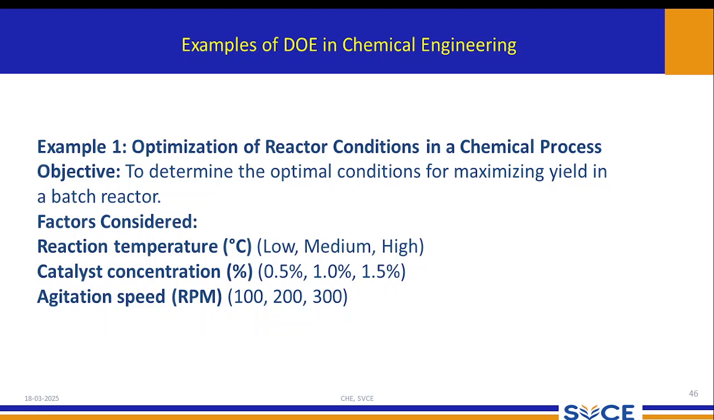So what reaction temperature do they keep? They didn't mention it here. Let's assume it is 50, 100, and the middle value is 75. If that is the case, the design of experiments automatically takes the variables at different levels between the minimum and maximum and also the middle value. So it will design the experiments.